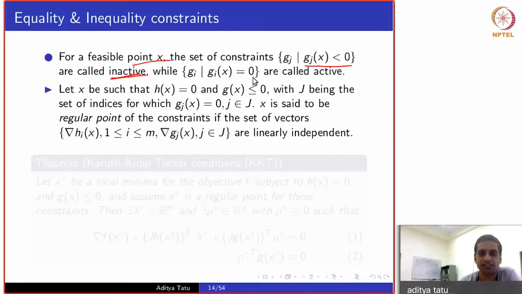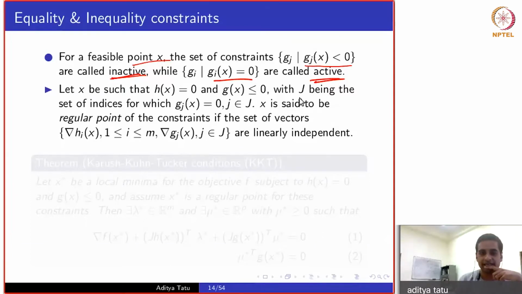But there may be some constraints which evaluate to exactly 0. These constraints will be called active constraints. Why? Because we need to be careful. Careful in the sense, if we take even a small enough step, let's say in the gradient direction of these functions, the value is going to go positive. Okay, so there would be some directions aligned to the gradient directions that we should not take, and we should be careful there. So these constraints will be called active constraints.